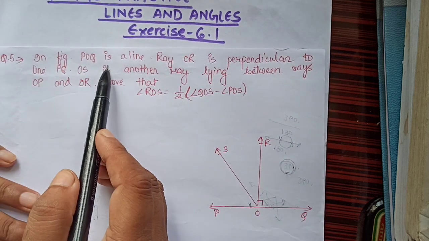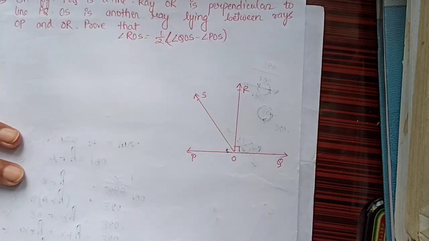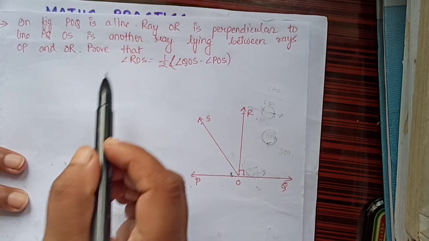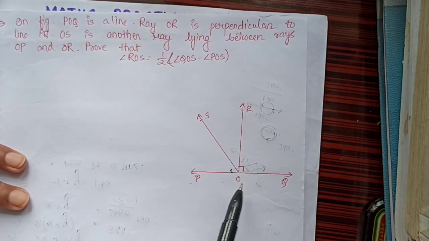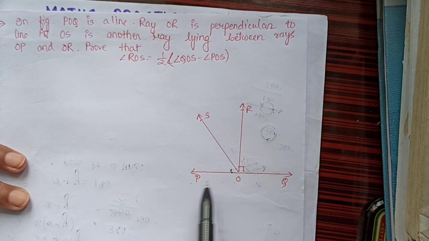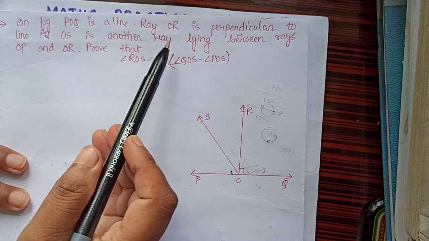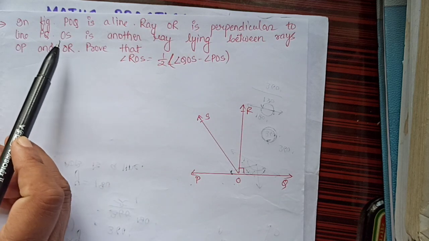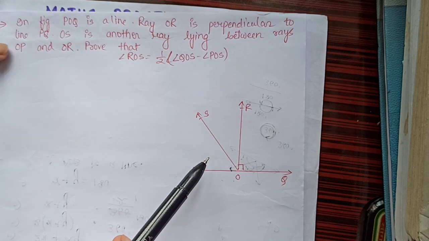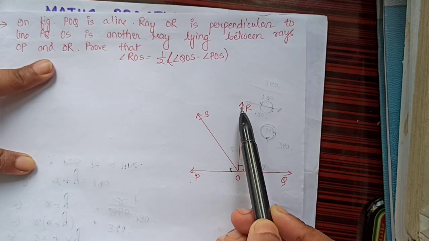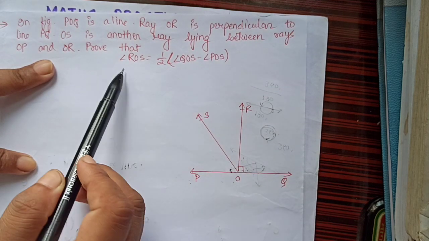So POQ is a line. If you see in the figure, POQ is a line. Ray OR is perpendicular to line PQ. OR is the ray which is perpendicular to this line PQ. Perpendicular means 90 degrees. OS is another ray lying between the rays OP and OR. This is OS. It is a ray lying between OP and OR. This is OP and OR, and in between them OS is lying. And we have to prove this.